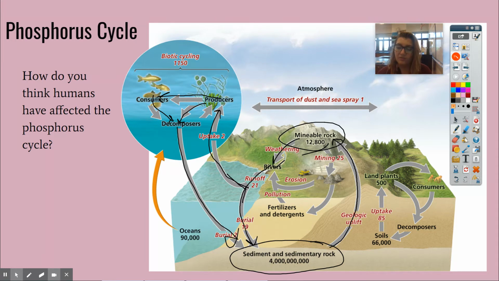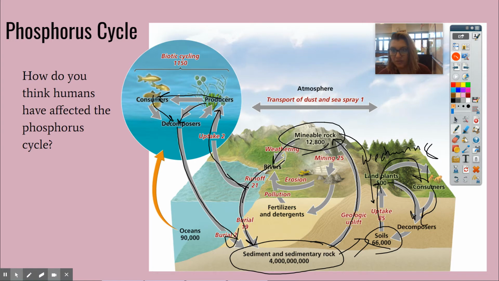So you also have phosphorus in the soil. This could be from the sedimentary rock, from weathering, getting into the soil as well. Plants are going to take up the phosphorus. Consumers are going to eat the plants. Decomposers are going to break both of them down and return the phosphorus to the soil. This one's pretty simple, pretty easy. Nothing too crazy here. Again, the largest sink is sedimentary rock.